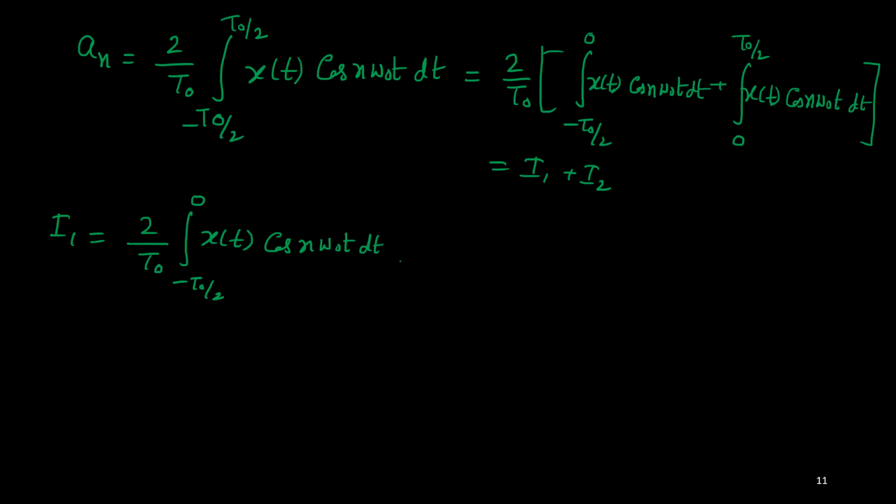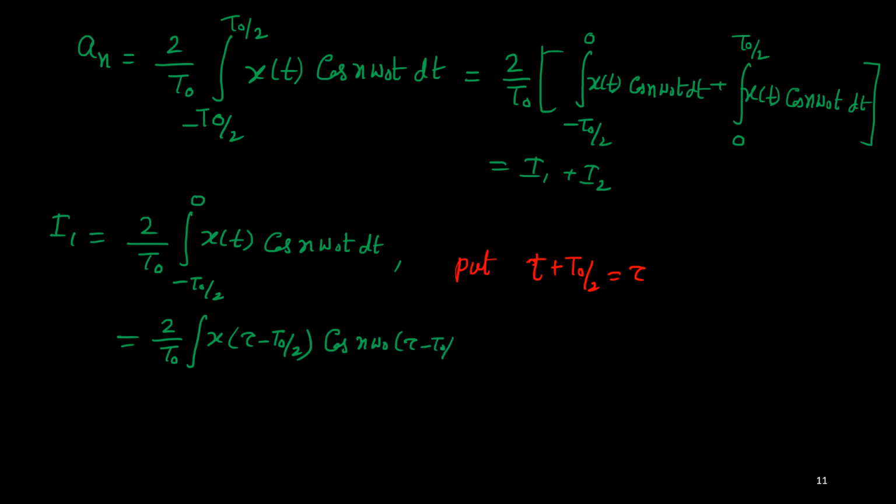Now for this case, put again in the same form, t plus T naught by 2 equals to tau. Okay, if I put this, what will we get? 2 upon T naught, this integral. Now this x of t is replaced by x of tau minus T naught by 2, this cosine n omega naught, tau minus T naught by 2, and dt and d tau same. So dt is replaced by d tau. Now the limit: when t equals minus T naught by 2, then it is becoming 0, and when t is 0, it is becoming T naught by 2. Right?